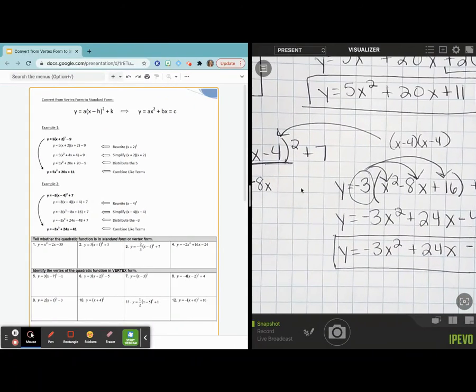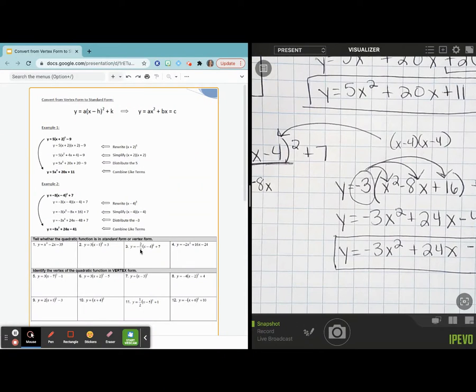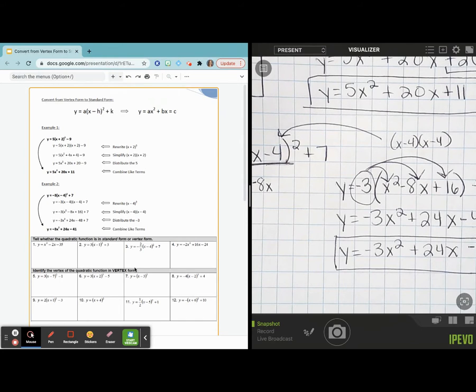So if you look at your assignment, there are the two examples we just did, and now you have 4 problems of just identifying whether it's in standard form or vertex form. So look back up here. This is your vertex form. This is standard form. Then you have 5 through 12. It says identify the vertex of the equation in vertex form. Actually, I'm going to change that right now, and yours will say change from vertex form to standard form.